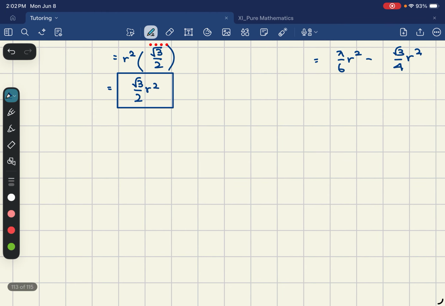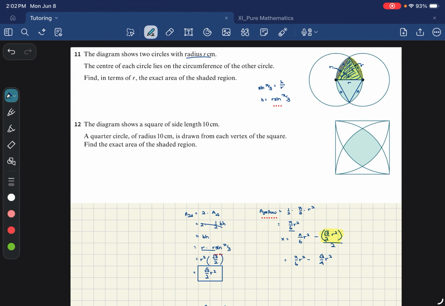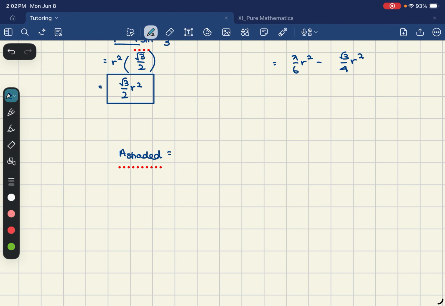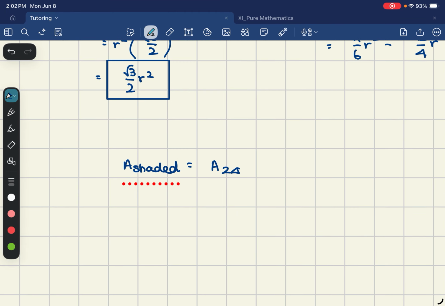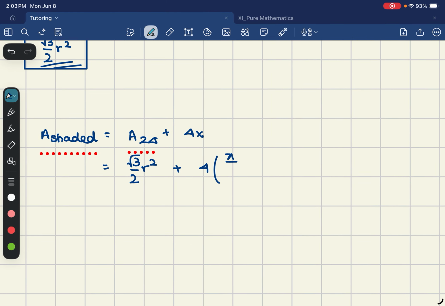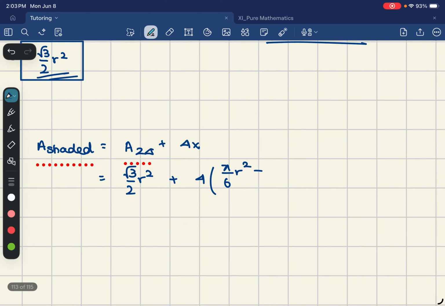And now, we can finally find the area of the shaded part. Remember, we already discussed that the area of the shaded part was one triangle plus the other triangle plus 1x, 2x, 3x, and 4x. So it was the area of 2 triangles plus 4x. The area of 2 triangles is just this expression. So it's root 3 over 2 r squared plus 4, and I know the value of x. It's this one. So it's pi over 6 r squared minus root 3 over 4 r squared.